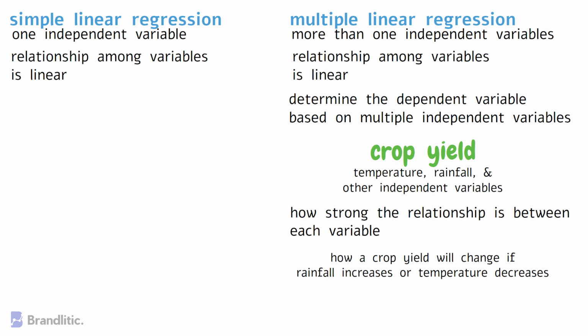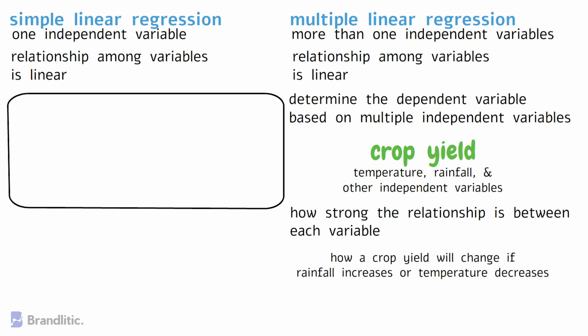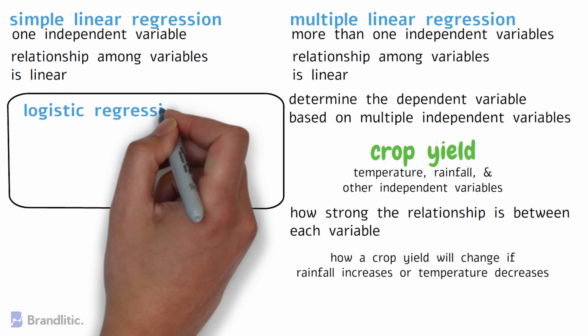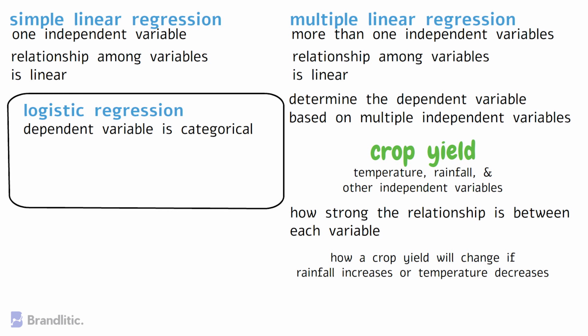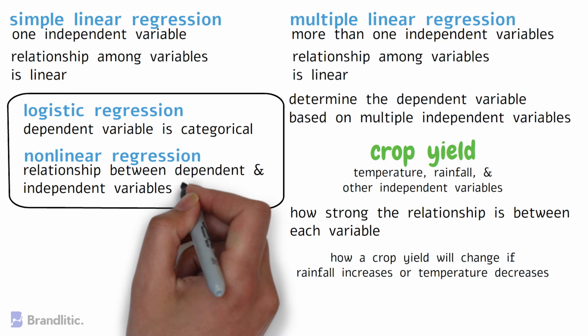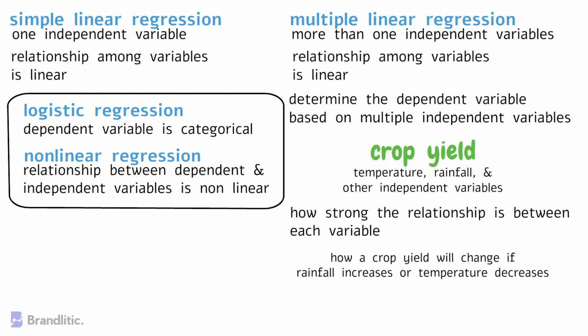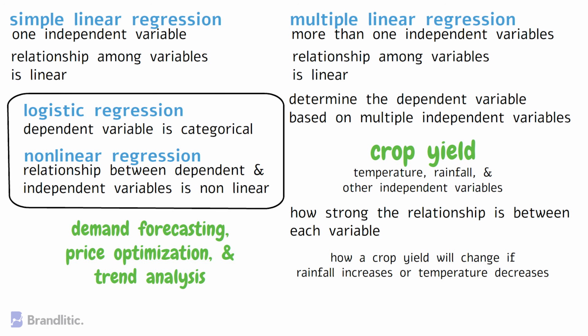Further, there are other types of regression techniques as well, such as logistic regression, which is used when the dependent variable is categorical, and nonlinear regression, which is used when the relationship between dependent and independent variables is nonlinear. Fundamentally, regression analysis is commonly used in demand forecasting, price optimization, and trend analysis.